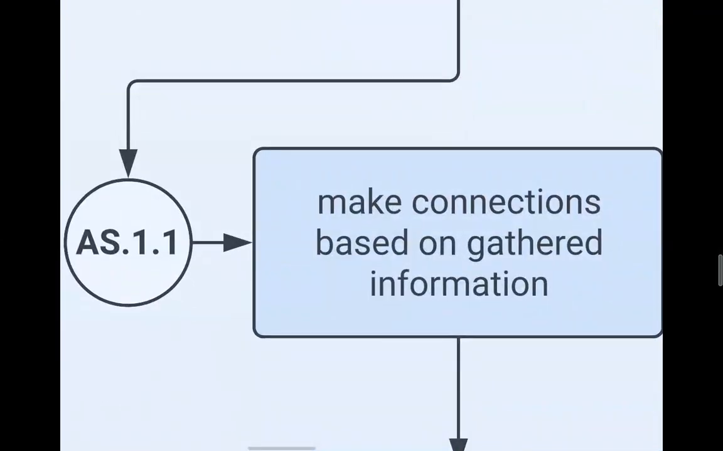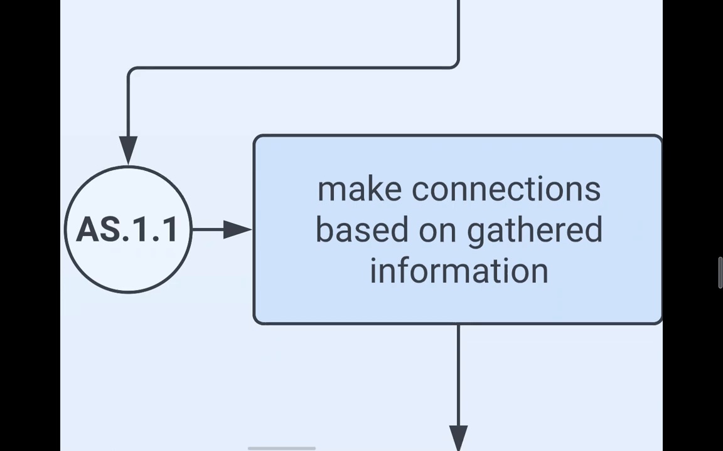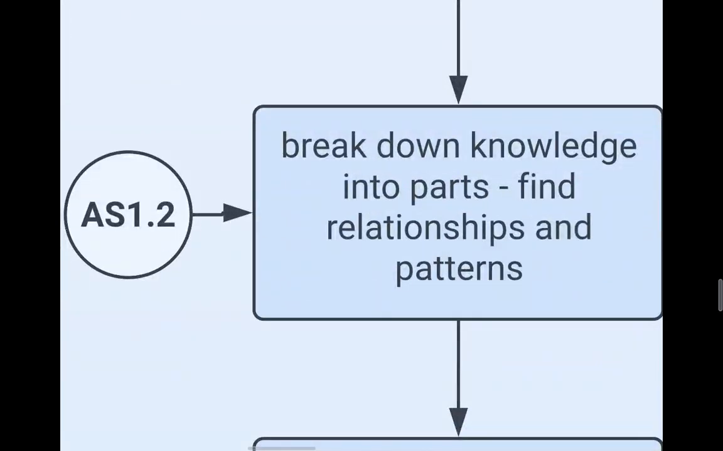AS 1.1 says student can make connections based on gathered information. This one and 1.2 are both very generic and can be used for many association activities. There's AS 1.2. Students can break down knowledge into parts, find relationships and patterns. That applies to many tools we do. Everything is a remix, pegboard inventories.